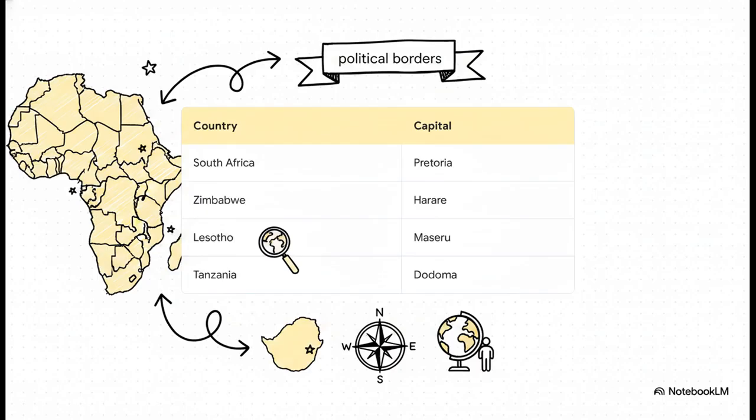You can see how political borders slice across this incredibly diverse region, giving us nations like South Africa with its capital in Pretoria, Zimbabwe with Harare, all the way up to Tanzania and Dodoma. And remember Lesotho, our enclave with its capital Maseru, entirely surrounded by South Africa. It's a really complex and interconnected region.